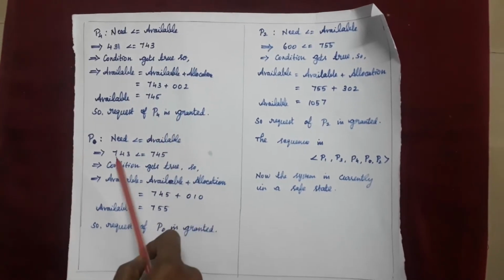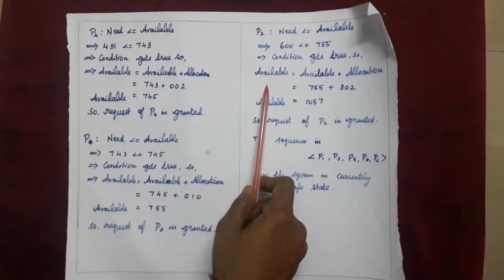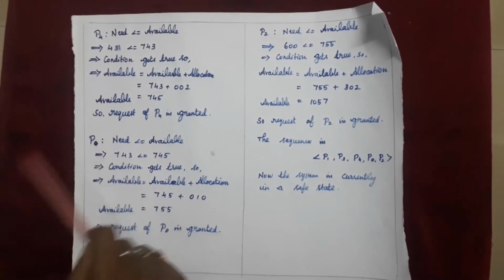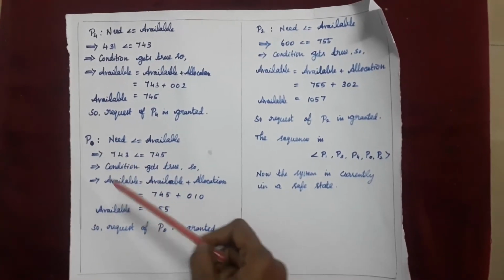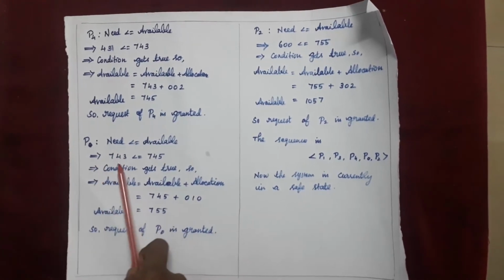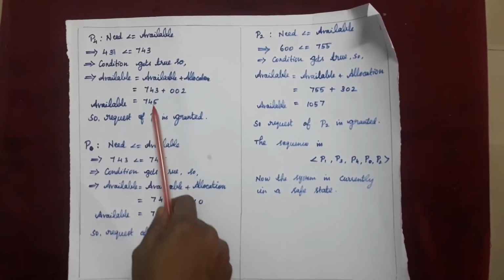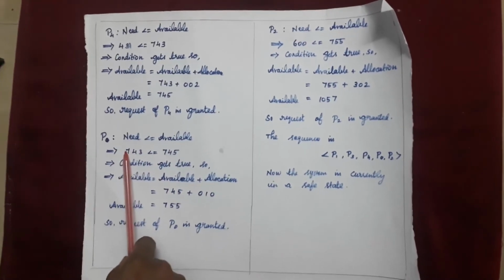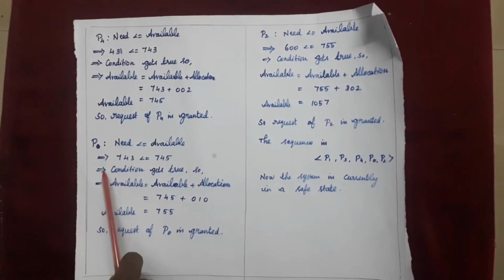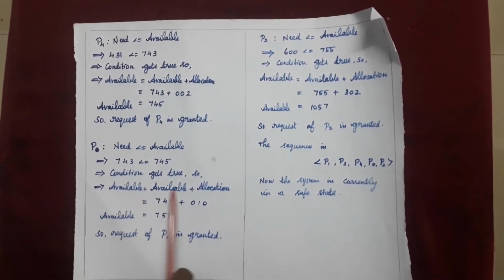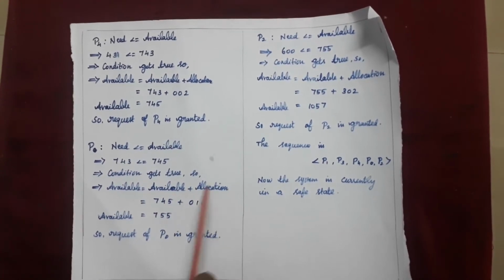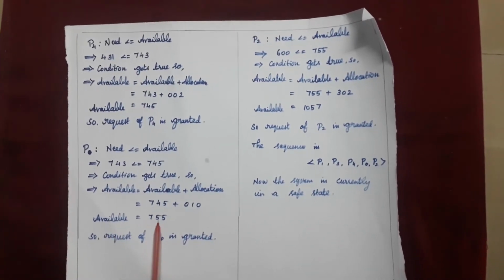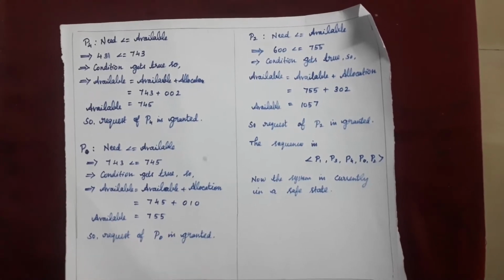Still we have not allocated processes P0 and P2. So now we check whether the need of P0 is granted or not. The need value of P0 is 743 and the new available value is 745. Now the condition gets true because the need of P0 is less than the available. Now we write new available equals available plus allocation: 745 plus the allocated value 010. Total new available value is 755. So the request of P0 is granted.